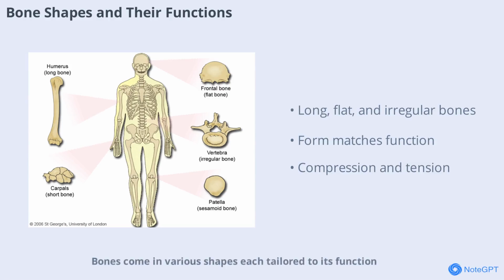Bones come in various shapes, each tailored to its function. Long bones like the femur and tibia are designed to resist bending and buckling, providing stability for movement. Vertebrae are shaped to withstand compression along the spine, while flat bones such as the skull and pelvis offer protection and serve as muscle attachment sites. The loading modes on bones vary. Compression is common during normal activity, but bones can also experience tension and bending, especially during trauma. This diversity in form and function is key to the versatility of our skeleton.